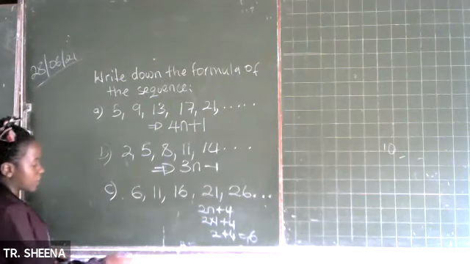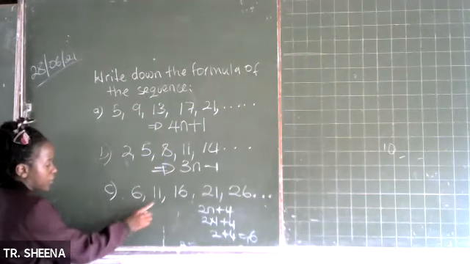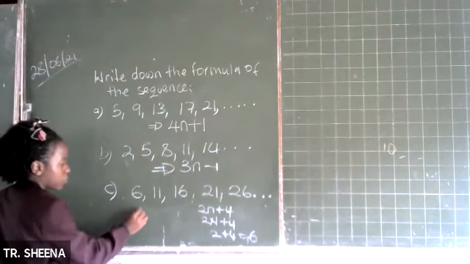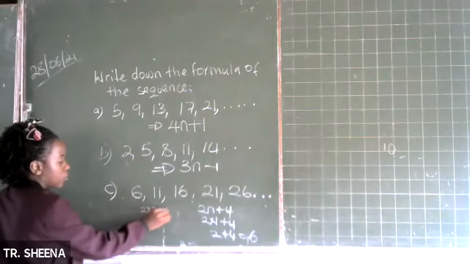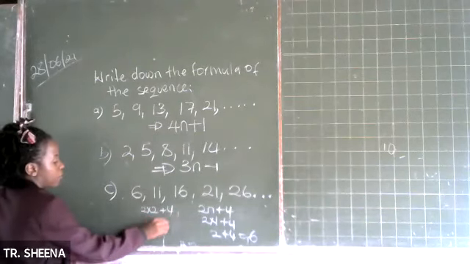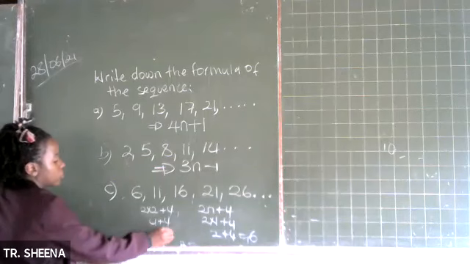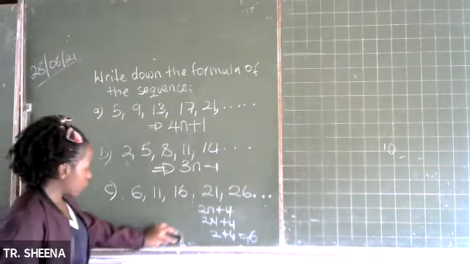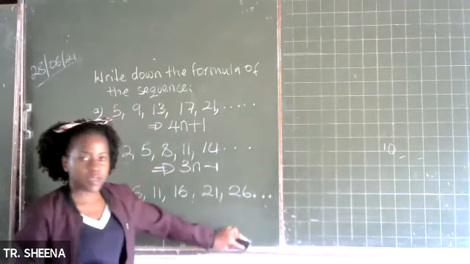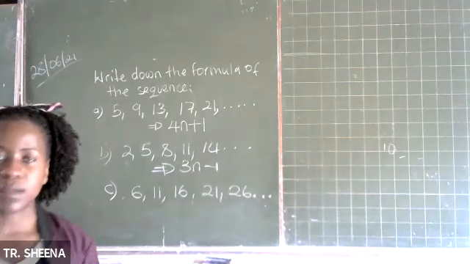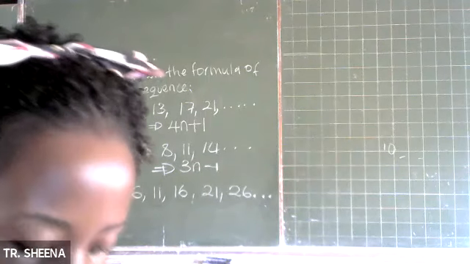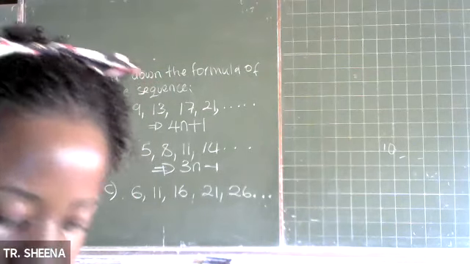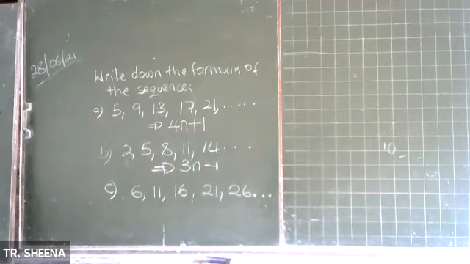Then you ask yourself, does it work for the second term also? The second term, your n will be 2. So you have 2 times 2 plus 4. So you have 4 plus 4, which is equal to 8. But our term is 11. Then you realize that that one does not work. Then you keep modifying until you come up with a formula that works for all the terms they've given you. So that's what we are doing. That's why people are having different answers. Then we check them and see if it applies for everything.